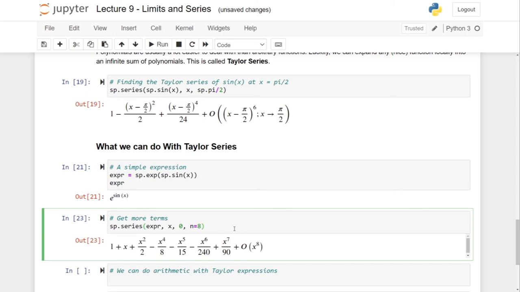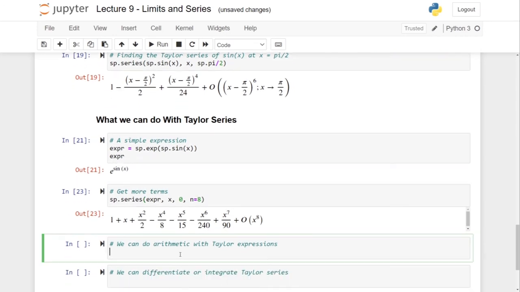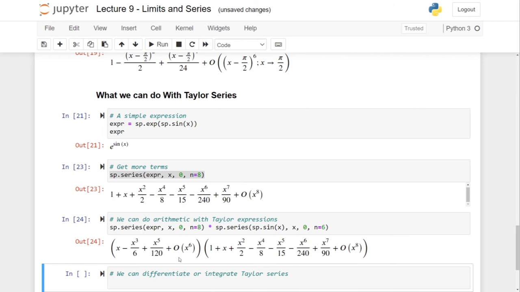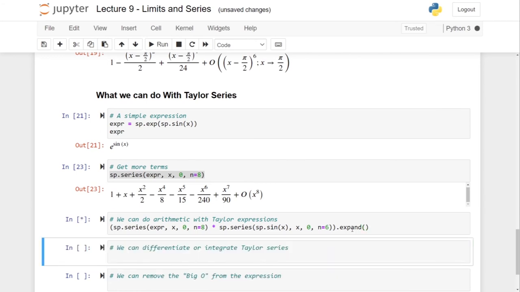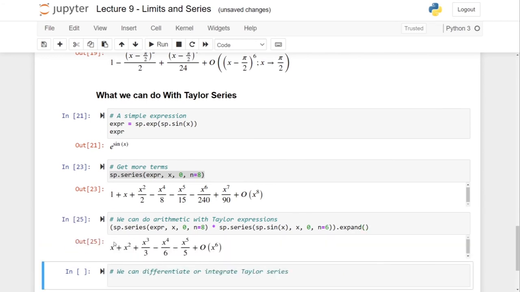Since we now have Taylor series, which are essentially just polynomials, we can do all kinds of useful arithmetic. For once, we can take this, copy it, and multiply it by another Taylor series. Let's do another series, almost the one we had up here previously: sine of x with respect to x at 0, and let's say I want 6 terms. The order has been switched here, so this one is this one, and this one is of course the one we had here. By default it doesn't expand the series, but we can make it expand by wrapping it in parentheses and calling the expand method. Now everything is multiplied out, and the Taylor series for this product is this.